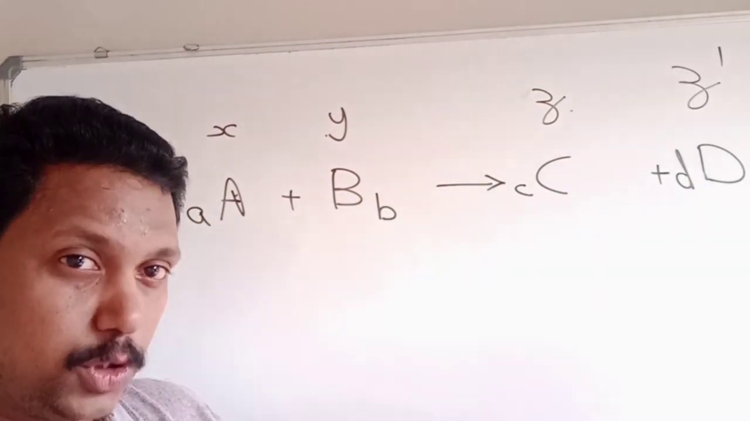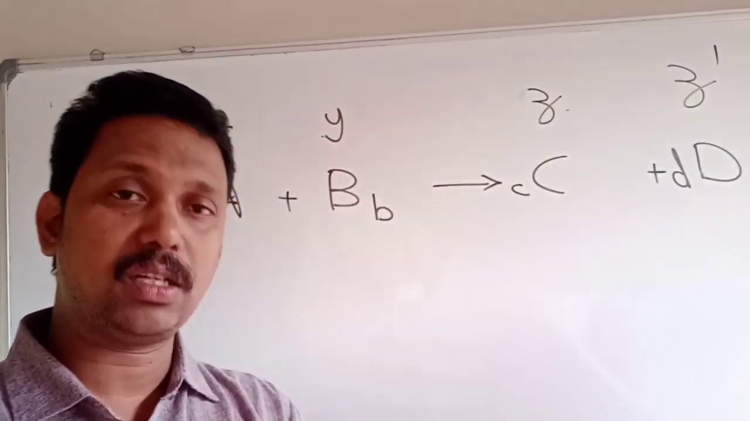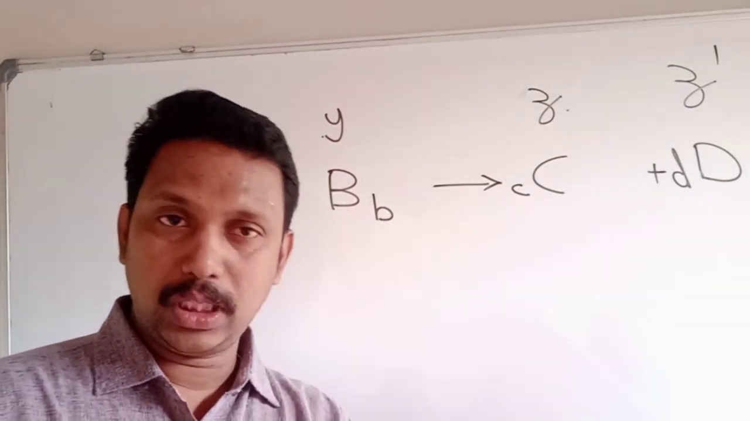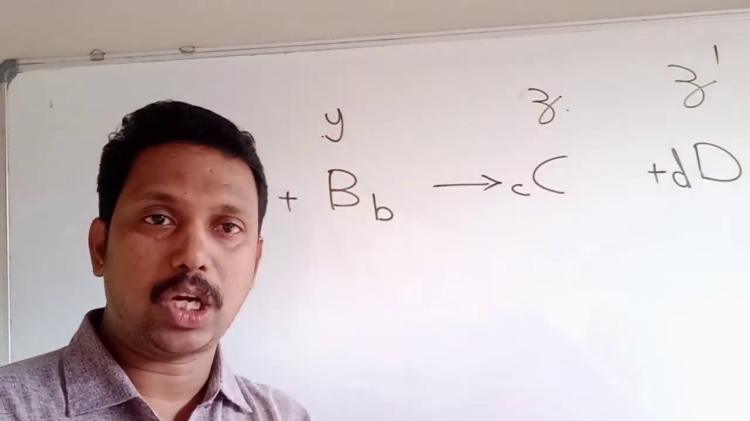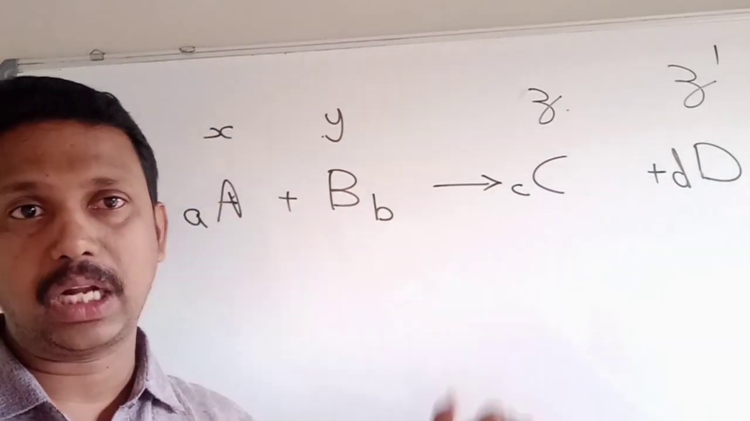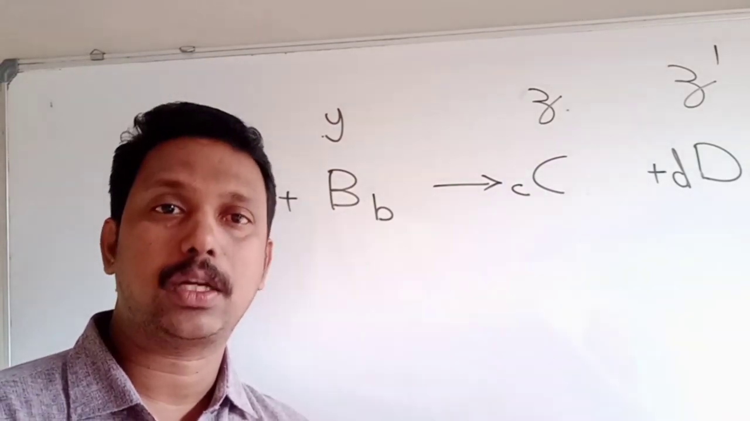And there is one more possibility that A, B, C and D can be gases. When the reactants and products are gases, you know they obey Gay-Lussac's law of constant volumes. Then you will have to consider the volumes. X, Y, Z and Z dash will be the volumes. And we are doing some questions of that type also.